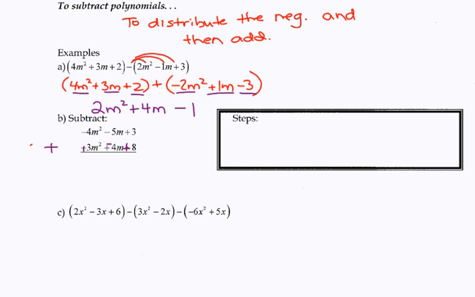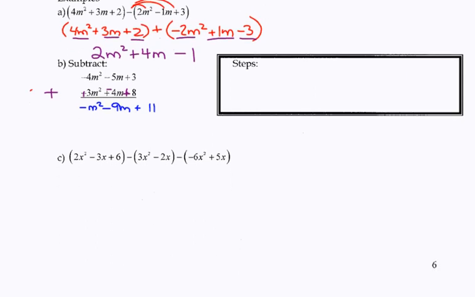So now let's go ahead and add. Negative 4 plus 3 is negative m squared. Now we have negative 5 plus negative 4, negative 9m. And 3 plus 8 is 11. So we're going to switch those signs and then add.